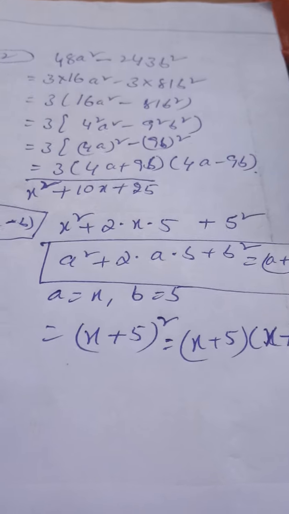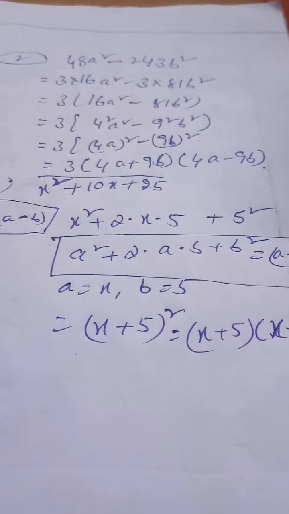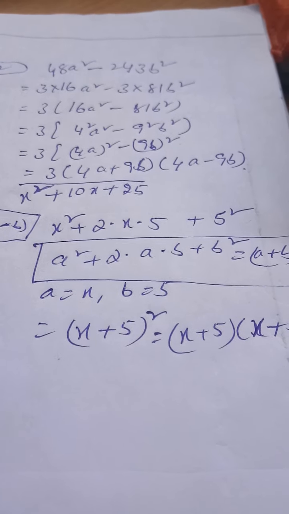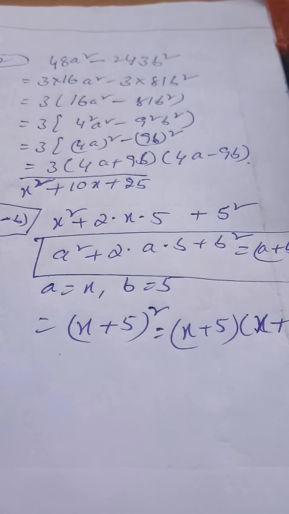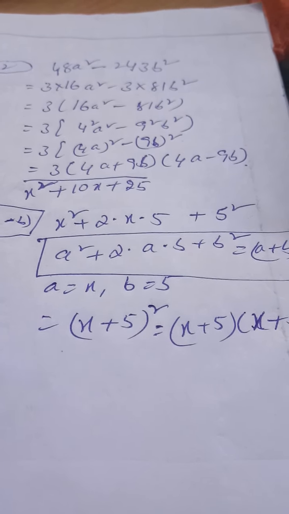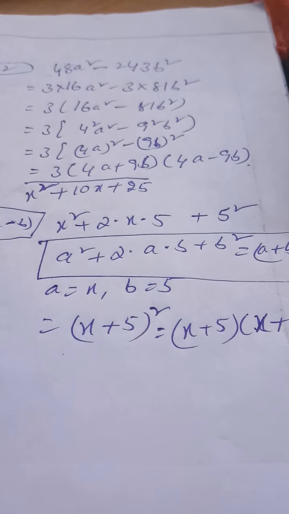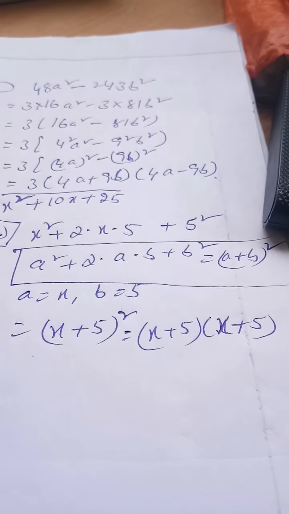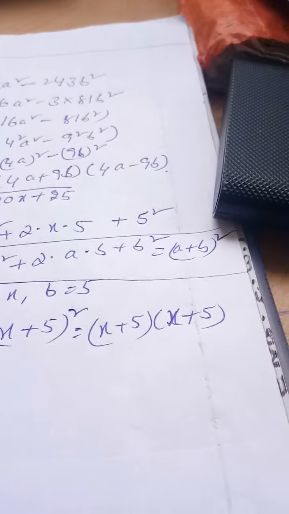Another problem, x square plus 10x plus 25. First term x square, last term 25 is nothing but 5 square. Middle plus is there, so we can write it as a square plus 2ab plus b square formula. So 10x is nothing but 2 into 5 into x. So x square plus 2 into x into 5 plus 5 square. It is in the form of a square plus 2ab plus b square, so it is nothing but (a + b) whole square. Here a is nothing but x, b is nothing but 5. So it is nothing but (x + 5) whole square, that is (x + 5) into (x + 5).